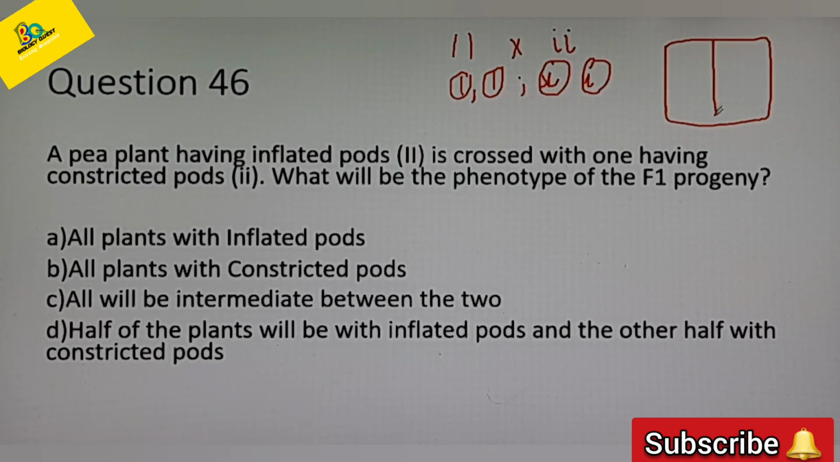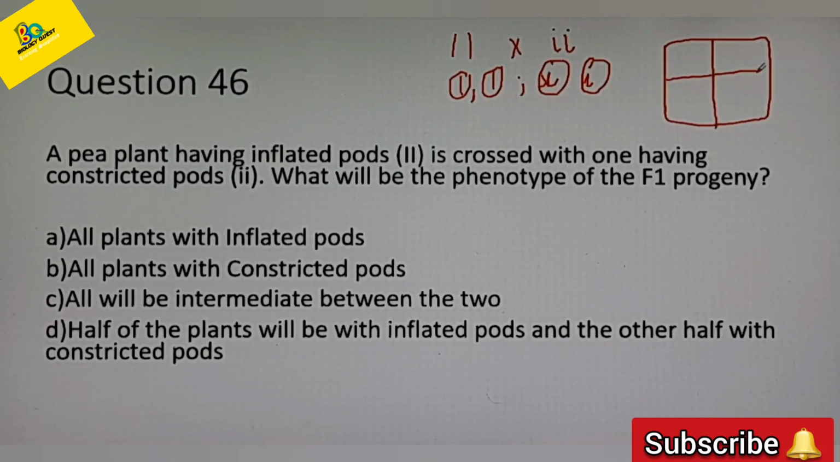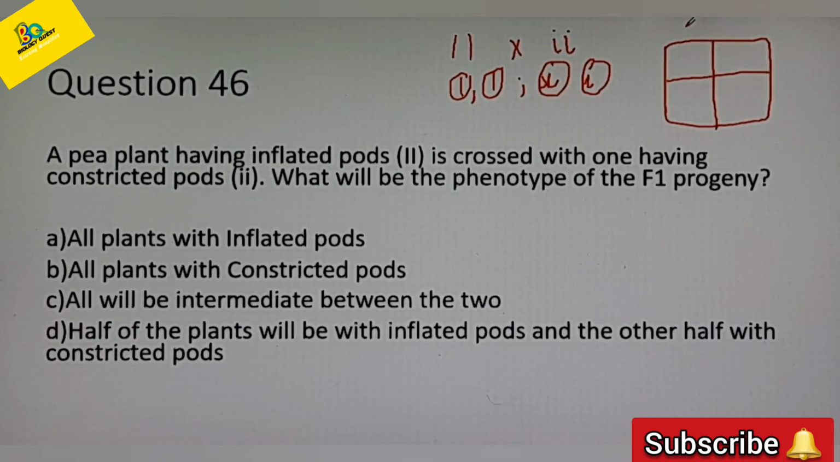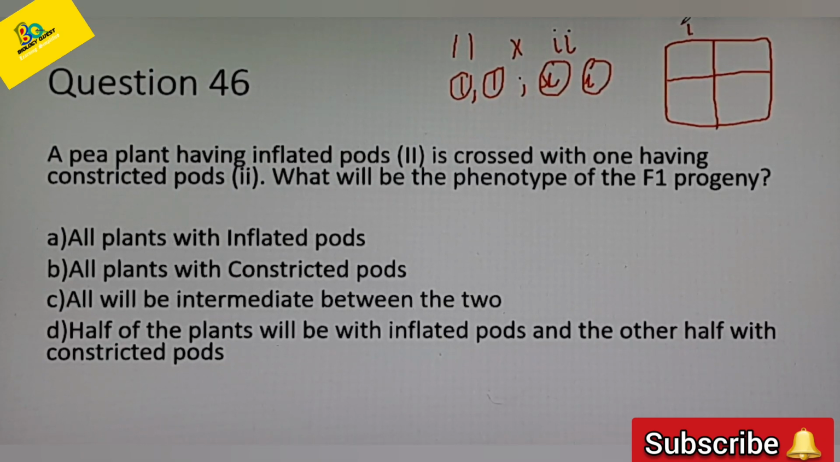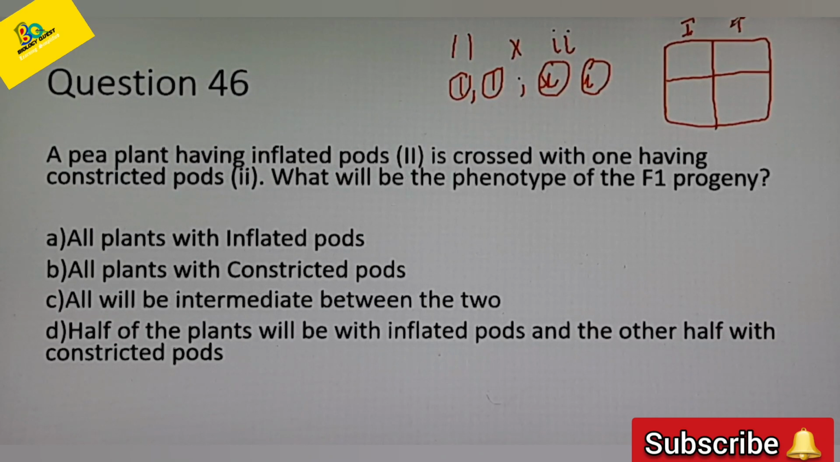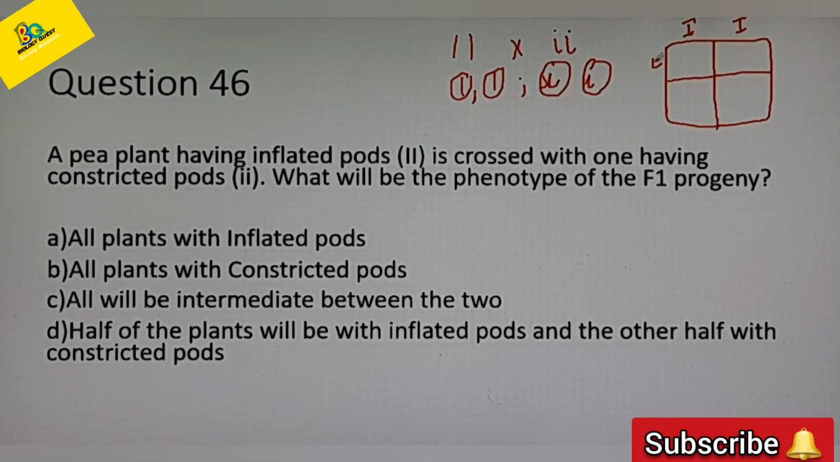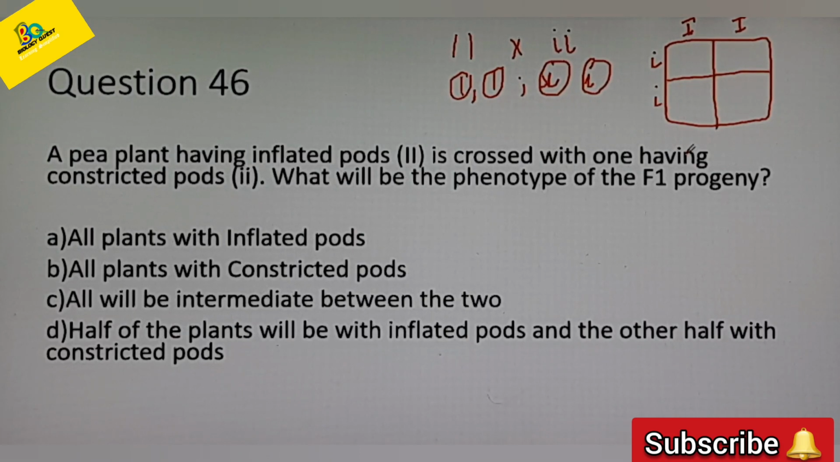Please excuse me because I am not so proficient in drawing like this. Gametes of one parent, capital I, are written on one side, and gametes of the other parent, small i, are written on the other side. Hope that much is clear.